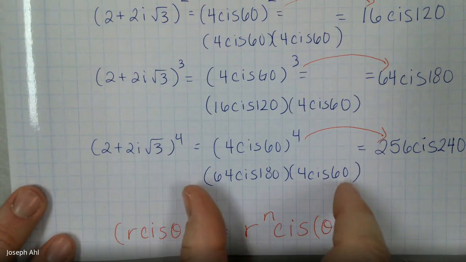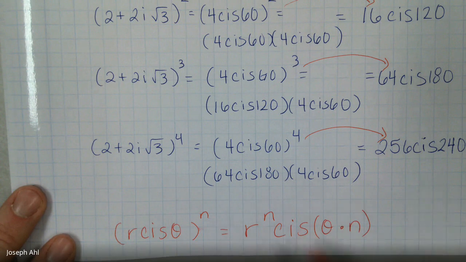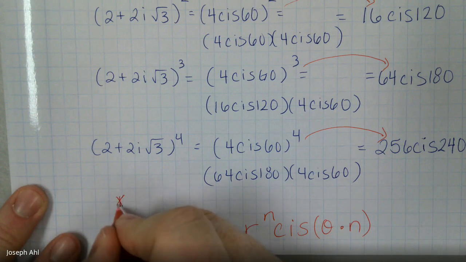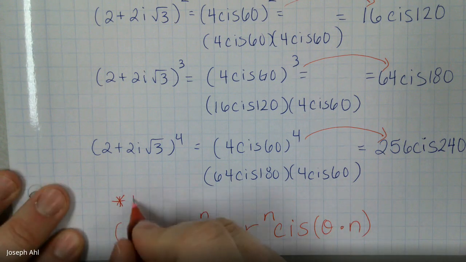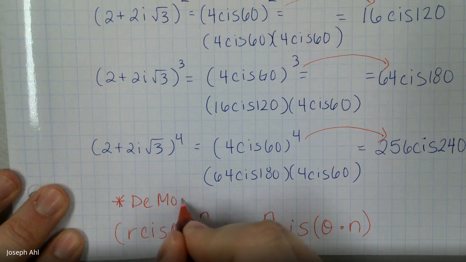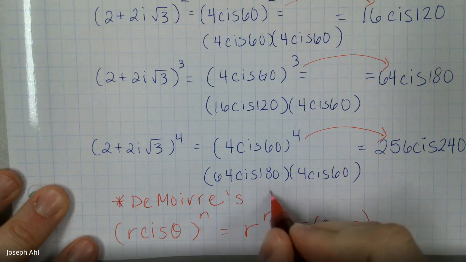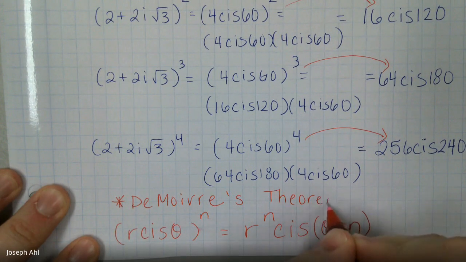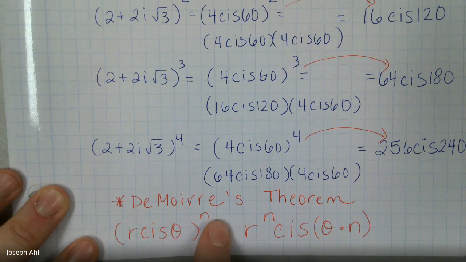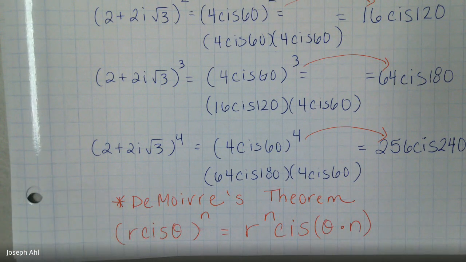I give myself a little bit of space here because I'm going to tell you the name of this theorem. There's a famous French mathematician who came up with this theorem. His name is De Moivre, spelled like this. So De Moivre's theorem states that if you take a polar number and raise it to a power, you would raise the R value to the power, and then finally theta would get multiplied by the power n.